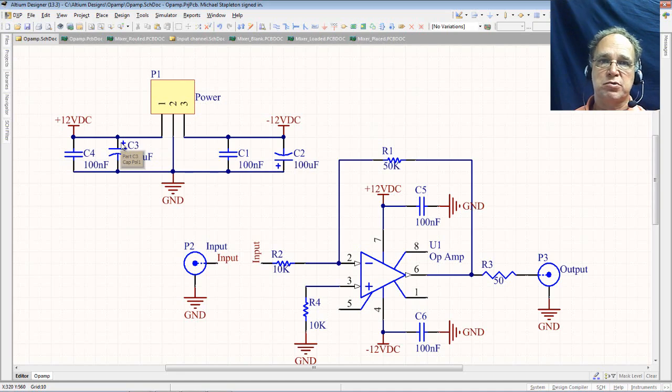The problem is that long strip of aluminum has an equivalent series resistance, right? It has a DC resistance. It also has some inductance because it's a long strip of metal. That inductance is no problem at DC. It's a little bit of a problem at high frequencies.